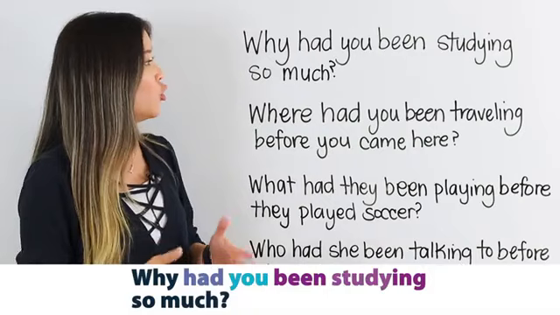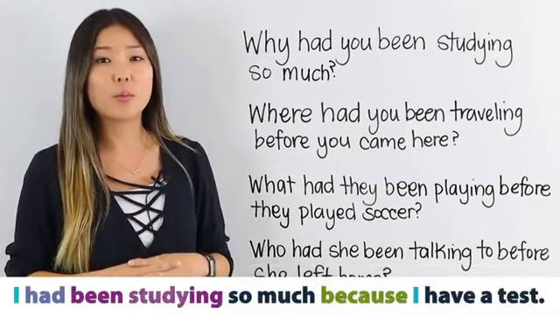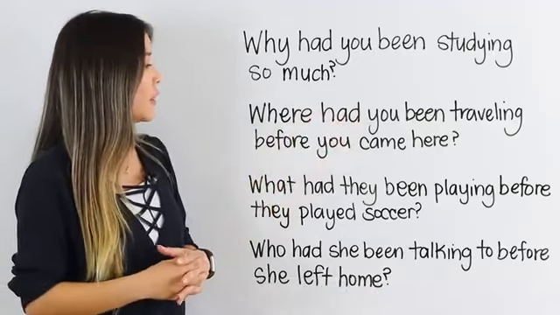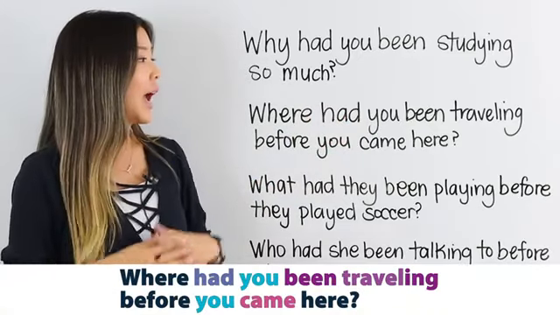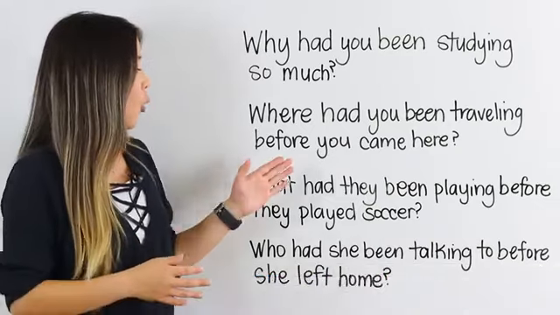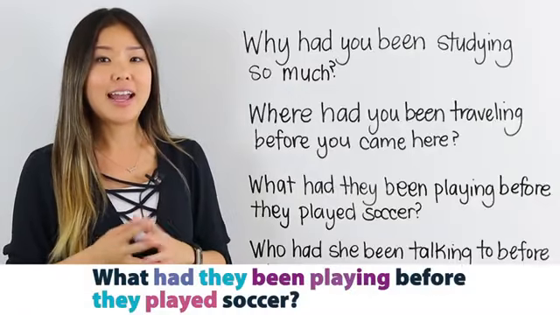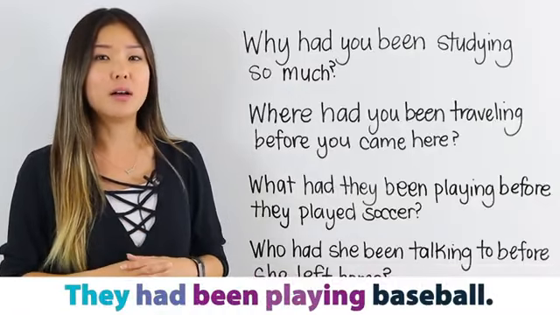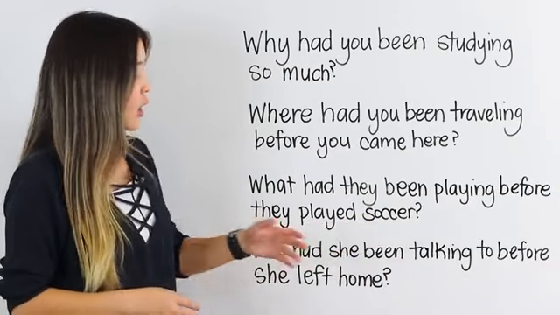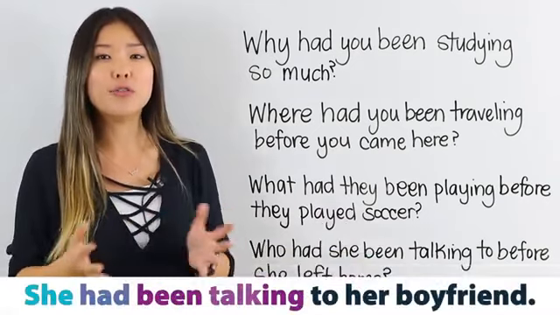So, why had you been studying so much? I can answer by saying, I had been studying so much because I have a test. Where had you been traveling before you came here? I can say, I had been traveling through Asia. What had they been playing before they played soccer? I can answer, they had been playing baseball. And finally, who had she been talking to before she left home? I can answer, she had been talking to her boyfriend.